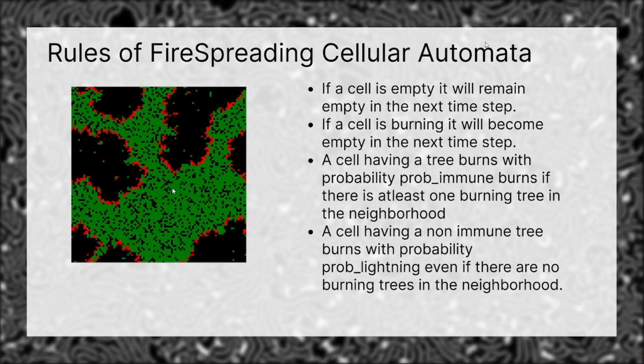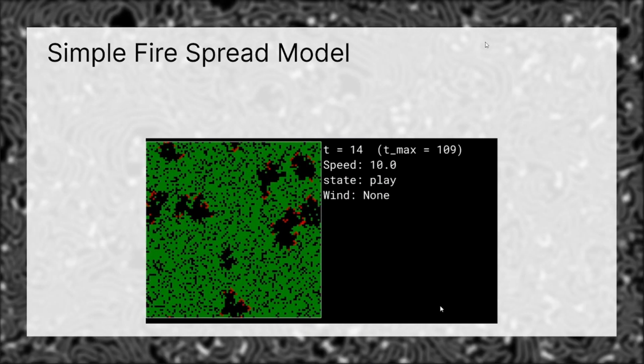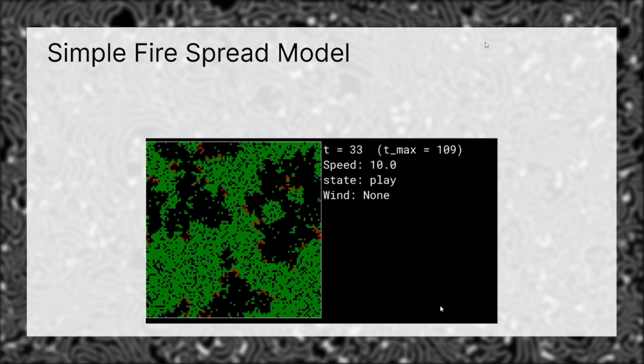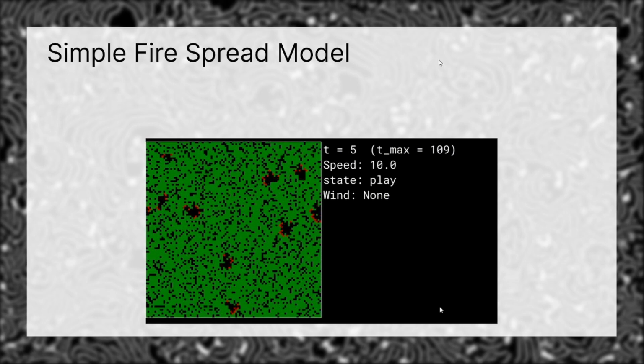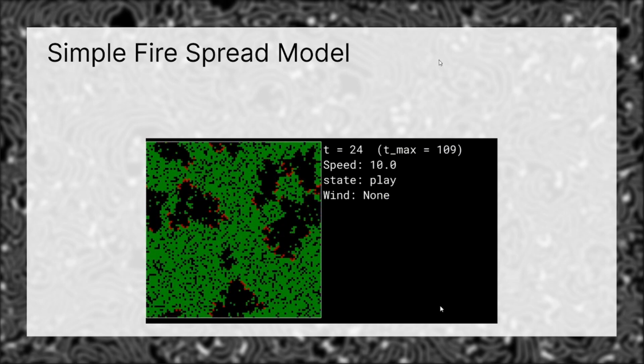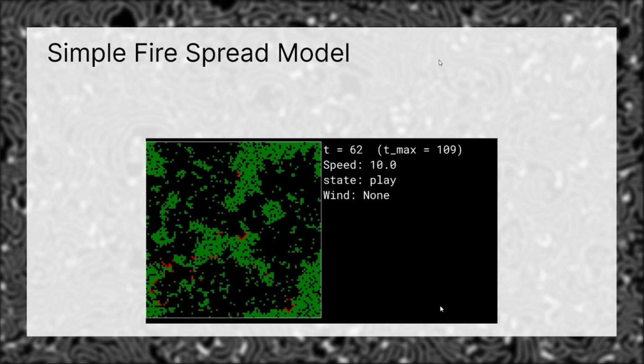I am Meet Sable. I will continue from where Darshil left off. So this is the simple implementation of fire spread cellular automata. We can see the simulation itself. The green denotes a tree, red denotes a burning tree, and black denotes an empty cell or a burnt tree.